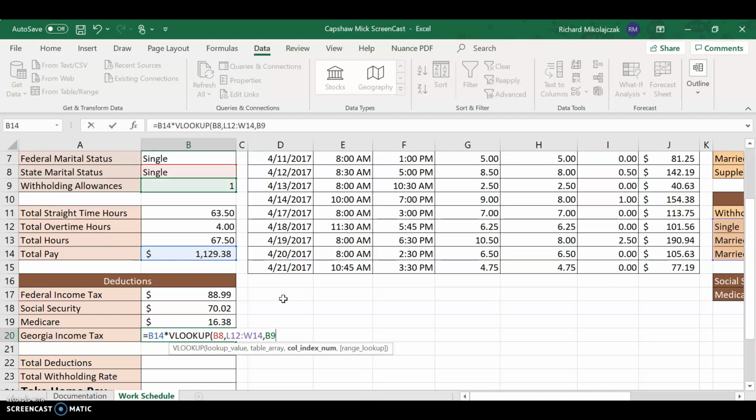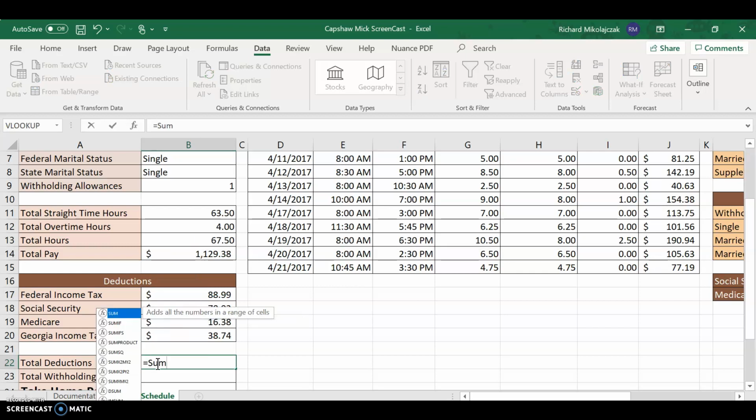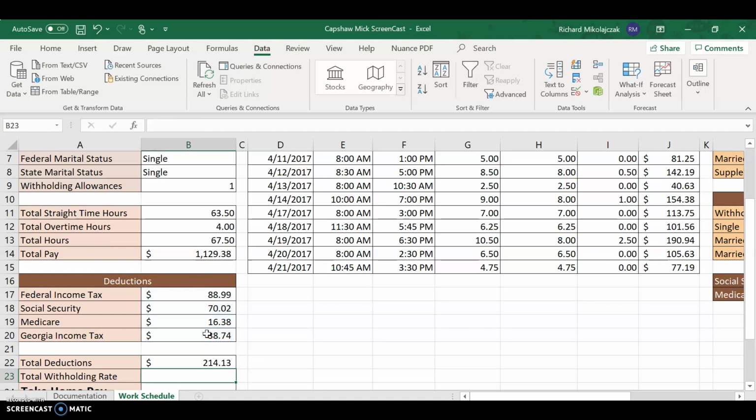Again, B9 plus 2. Since its column is L, plus 2 would bring it right into the column that we want. Then false is the exact match, and that should complete our Georgia income tax. Now, all we have to do is your total deductions, and that's pretty easy. It will equal sum of those amounts there. Enter, and we're done with that.